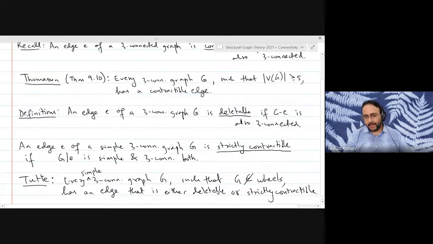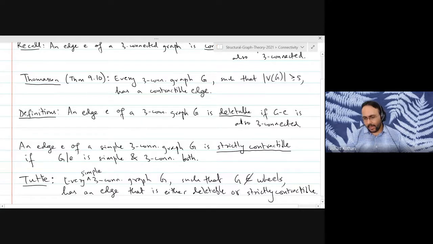So because of that, I'm going to introduce a new definition. For a simple three connected graph, we will say that an edge is strictly contractible if after contracting it, you maintain both the properties, simple and three connected. Okay? So with these definitions, Tutte's theorem is saying that in any simple three connected graph that is not a wheel, you can find an edge that is either deletable or strictly contractible.